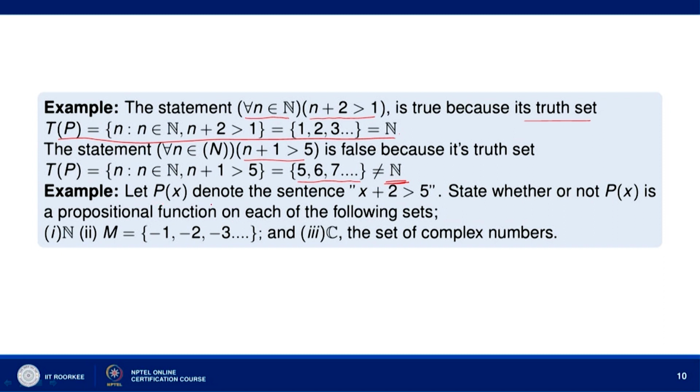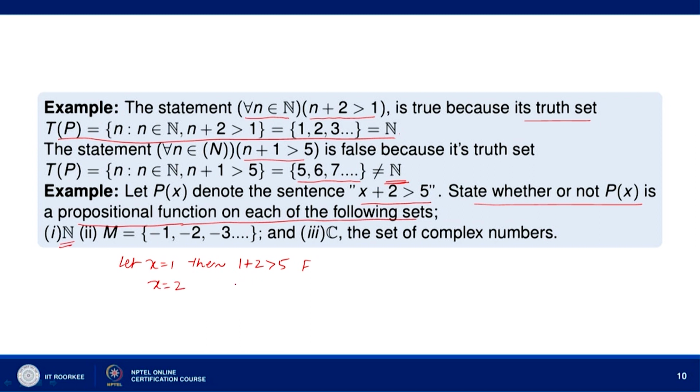Let p(x) denote the sentence x plus 2 greater than 5. State whether or not p(x) is a propositional function on each of the following sets. Let us take first the case N. In the case N, you take any x belonging to N, say x equal to 1. Then 1 plus 2 greater than 5 is false, not true. So we have truth value F.